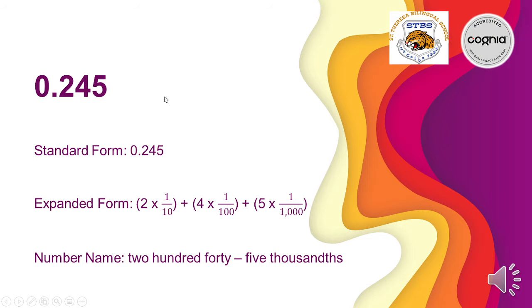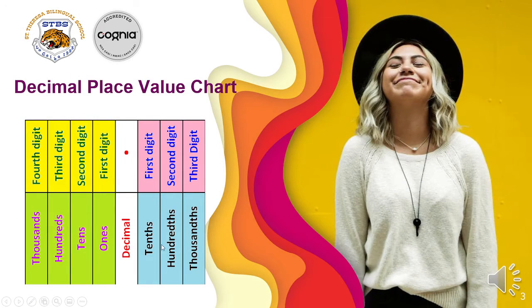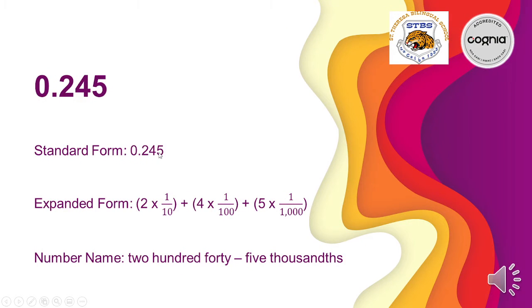Now, here's an example of standard form, expanded form, and also number name. For the standard form, it's the original decimal. For the expanded form, you do it according to its place value. What do I mean by that? You have the thousandths, the hundredths, and the tenths. The 5 has been placed in the thousandths. So you would open a parenthesis and go 5 times 1 over 1,000. The 4 is in the hundredths place. So you would go 4 times 1 over 100. And then the 2 is in the tenths place. So you would go 2 times 1 over 10.